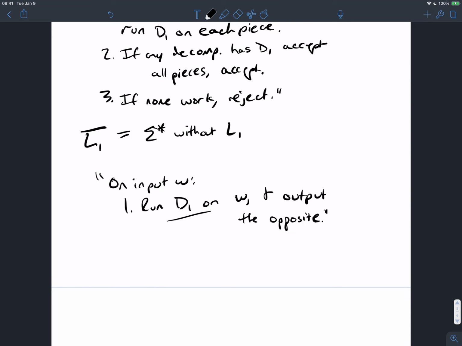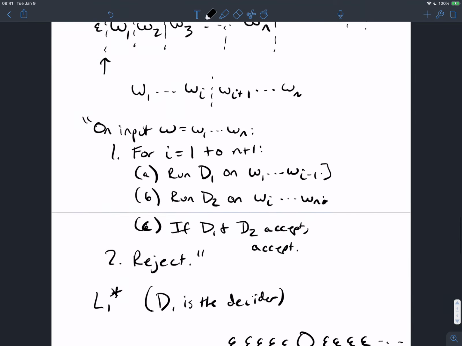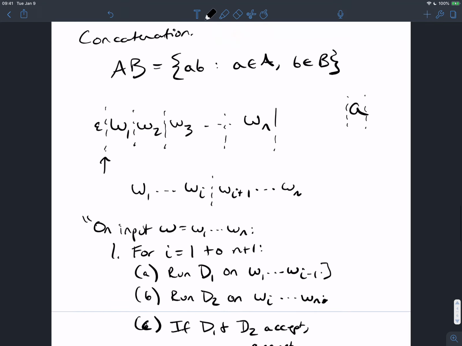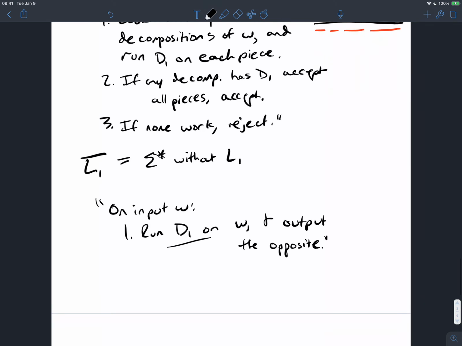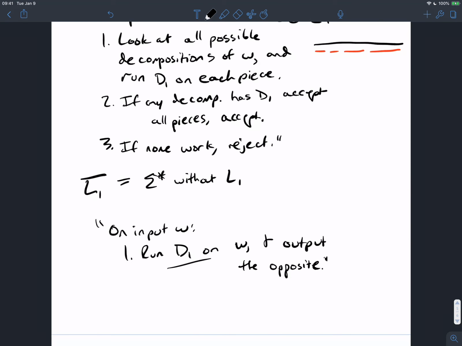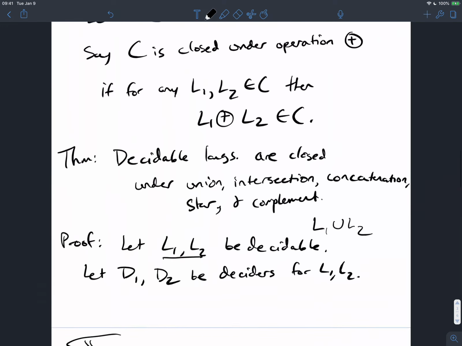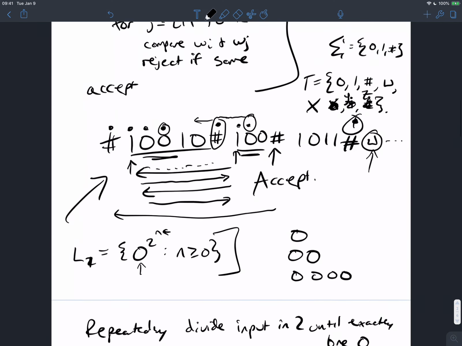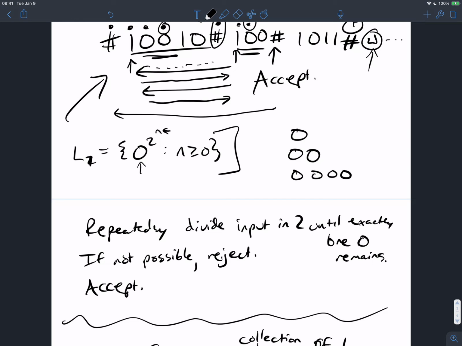So in fact, decidable languages are closed under a whole bunch of stuff: union, intersection, concat, star, and complement, which is pretty cool. So if you take any language you want, let's pick a non-trivial one, let's say the L1 here. You can show that that's decidable. All the strings that are not powers of 2 in length, you can decide that because it's just the complement of this language.